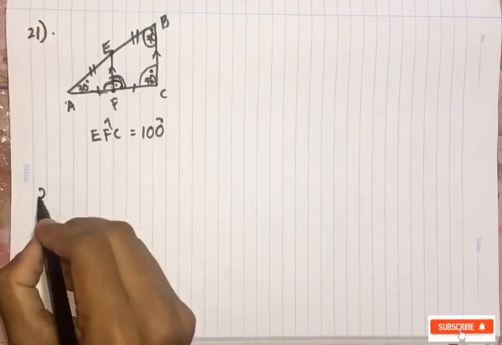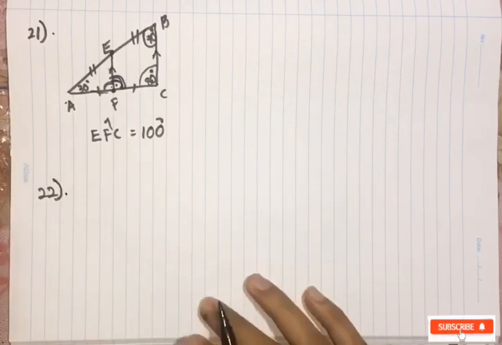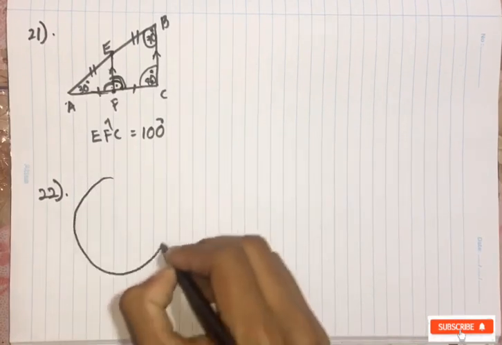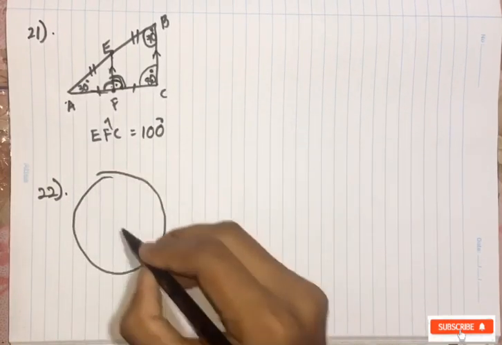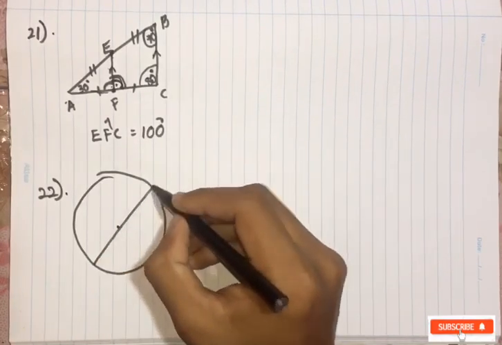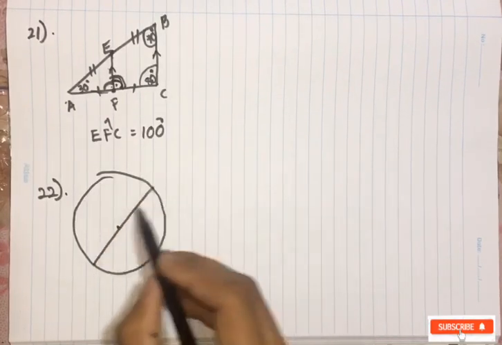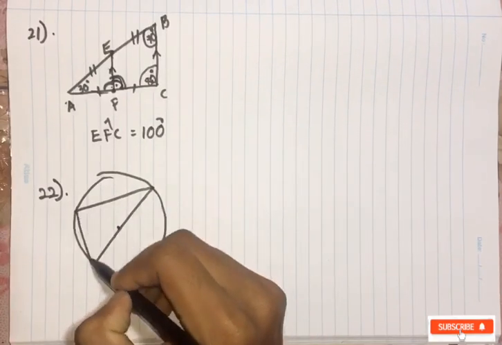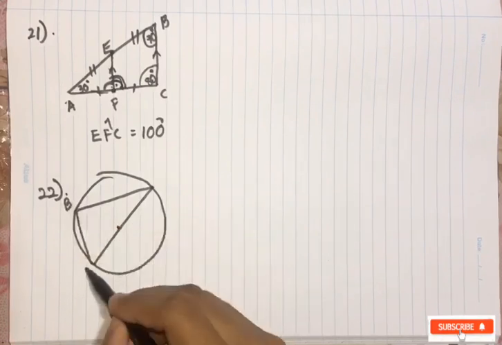Question 22. Also, they have given you a diagram, a circle. This is the midpoint. A line passes through this, and it is connected somewhere here. This is connected to this. This is B, C.